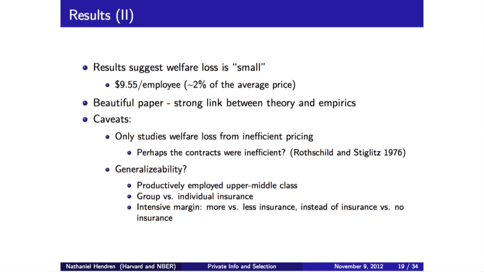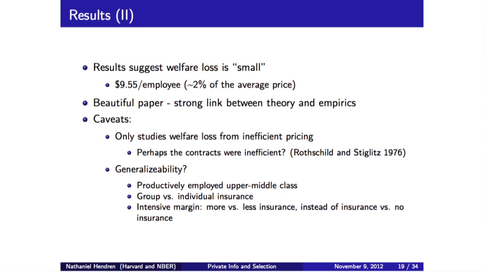Okay. So the results suggest that the welfare loss is small. I mean, this depends on your interpretation. The size of that triangle is about $10 per employee, which is about 2% of the average price. It's a nice paper in the sense that it's always good when you can draw a theoretical graph and then actually estimate and show the exact same graph. But I think, as you guys have mentioned, there are some caveats worth noting.